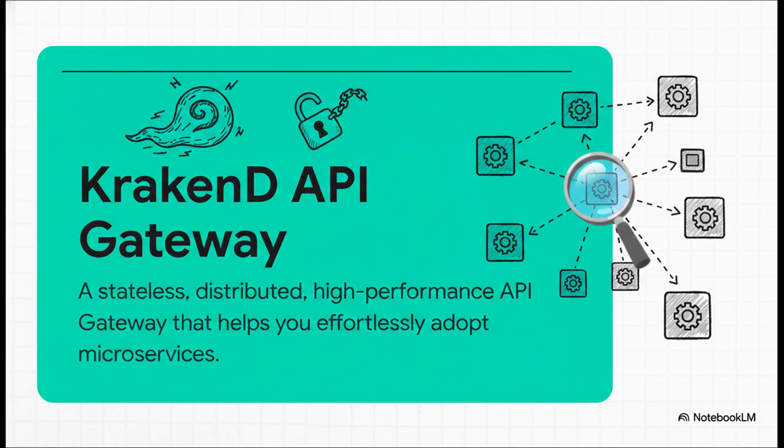So, what is this thing really? Well, the official definition is a stateless, distributed, high-performance API gateway. Now, I want you to focus on that one word, stateless. It might not sound like much, but it's the absolute secret sauce here. We're going to come back to why that's so important in just a minute.